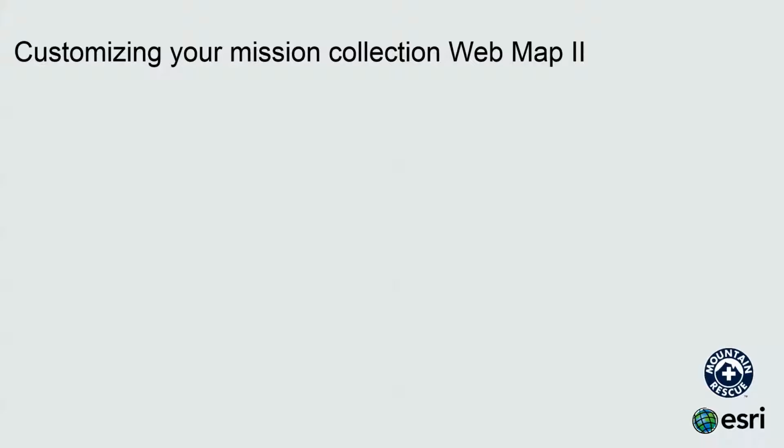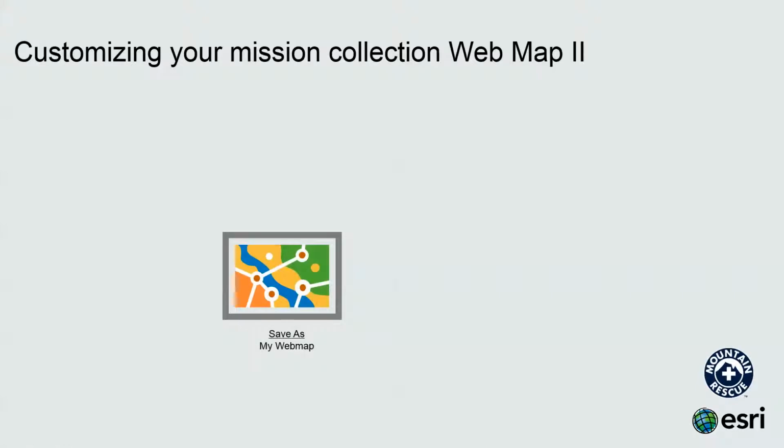Further customizing your collection map. In the last video, we went and created a map specific to the region by doing a save as and just changing the bookmarks and the extent of the map. Now we'll add some additional data.